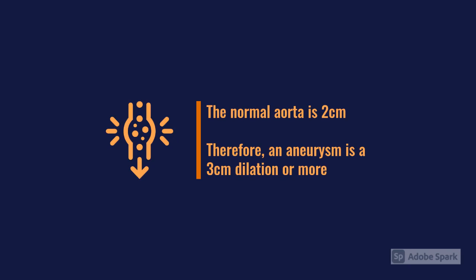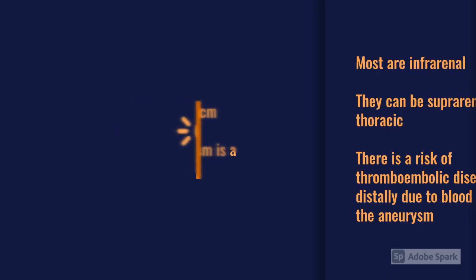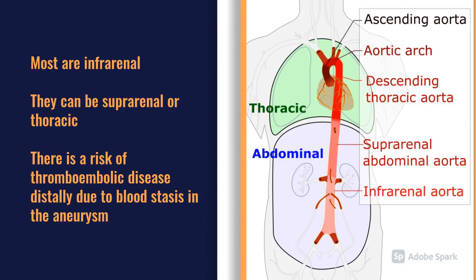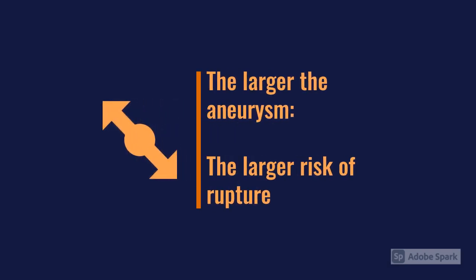Yeah, which there are. In terms of location, most AAAs are infrarenal, below the level of the renal arteries. They can be suprarenal, in which case there's a concern for thromboembolic disease because there's blood stasis in the dilation, which can cause distal ischemia. Aortic aneurysms can be thoracic as well, but we won't cover those in this podcast. The larger the aneurysm, the higher the risk of rupture. Can I just double check that we're differentiating students from humans? That's what you made it seem like.